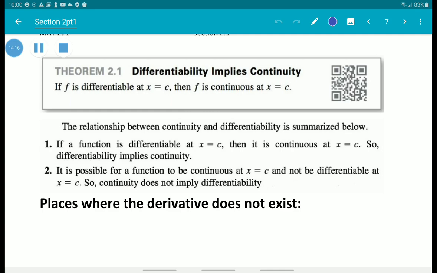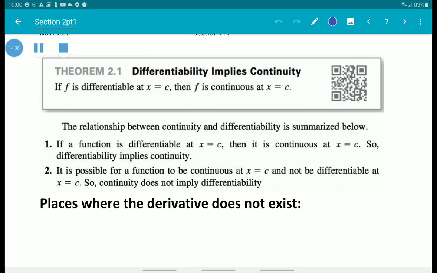So let's talk about Theorem 2.1. If a function is differentiable at a particular point, then that tells us about the continuity at a point. So remember in a pre-calc class when you talked about continuous functions, you said you could basically draw it without picking your pencil up.